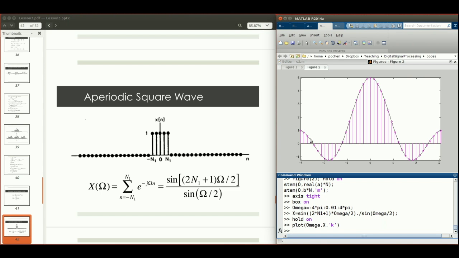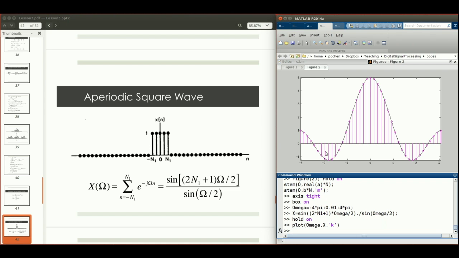So this is just for one period. This is for one fundamental period that goes from minus pi to positive pi, right? From minus pi to positive pi. But this function of big X omega is actually periodic.